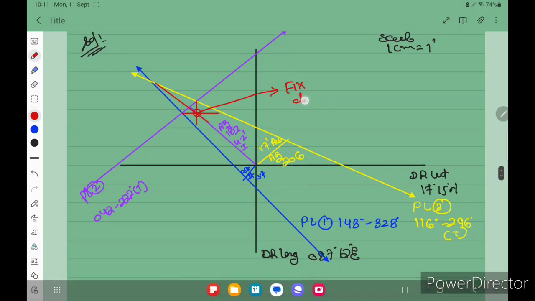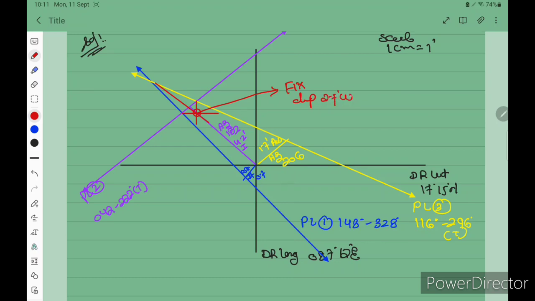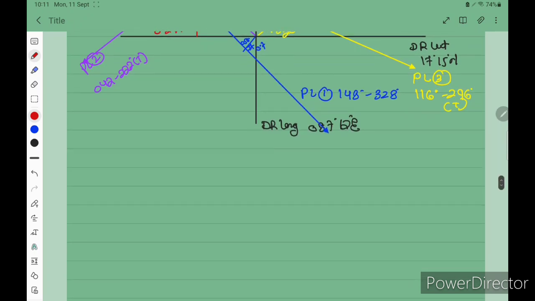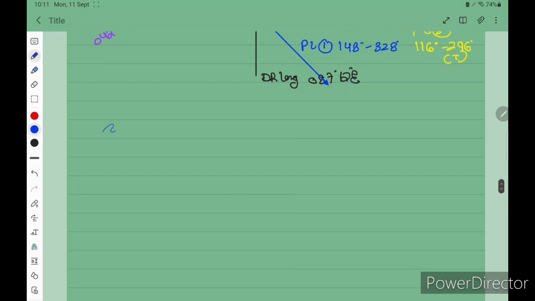From my fix, I get departure 2.7 west and d-lat. This is d-lat and this is departure. So d-lat I get 3.2 north and departure I get 2.7 west. Now from plotting, d-lat 3.2 north and departure 2.7 west.